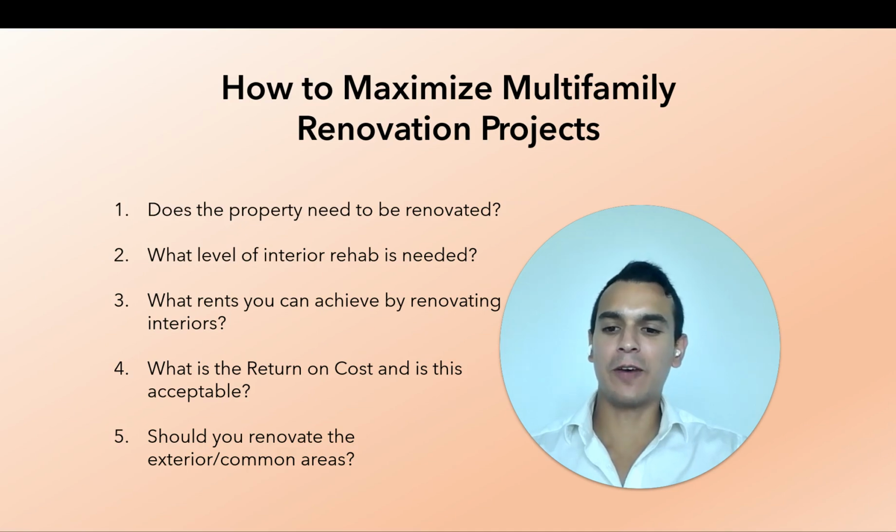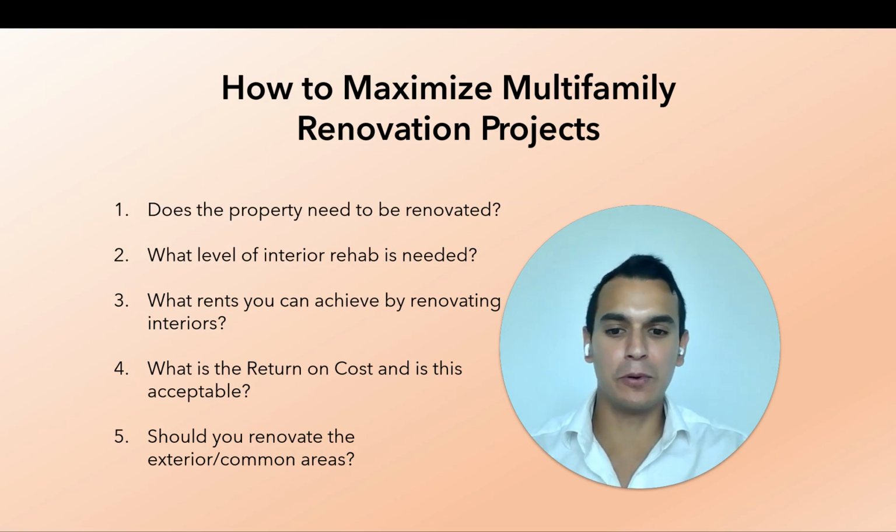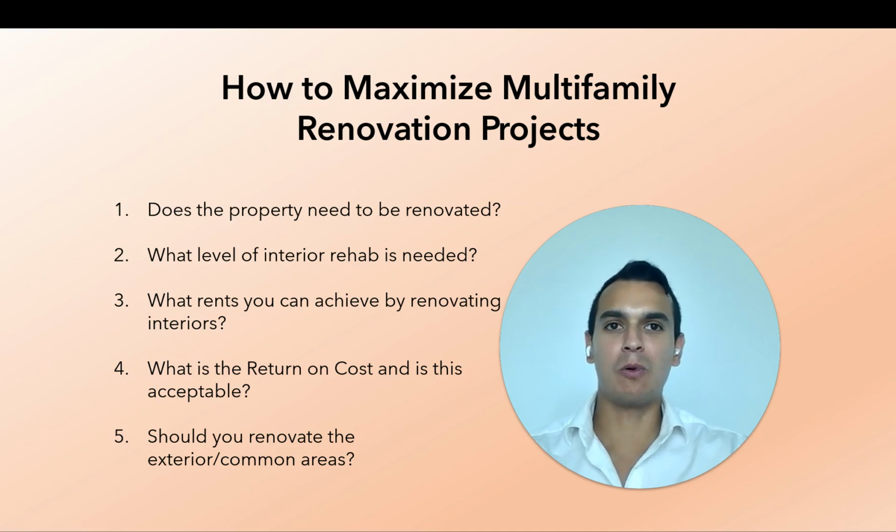So I'm a big fan of renovating the exteriors. Keep aside even 5K per unit in the budget just for exteriors and common areas, and it can be just as simple as power washing the exterior. You don't need to go crazy. Could be painting the interior, adding lighting. Lighting is a huge thing in some of these Class B and C buildings that can absolutely make a world of difference.